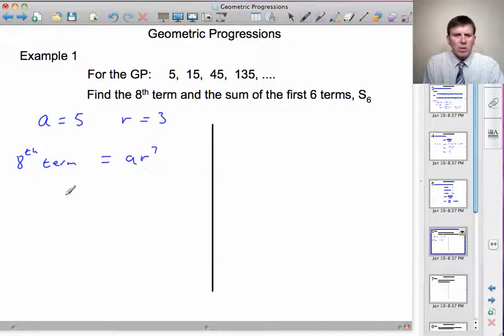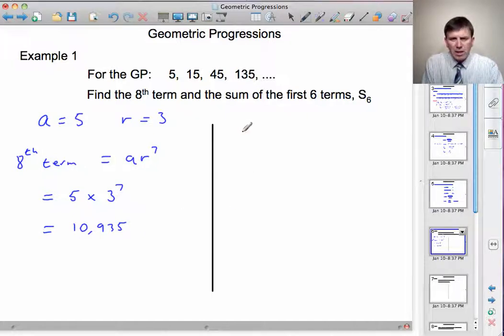So I just have to work out on my calculator 5 multiplied by 3 to the power 7. And that comes to 10,935.